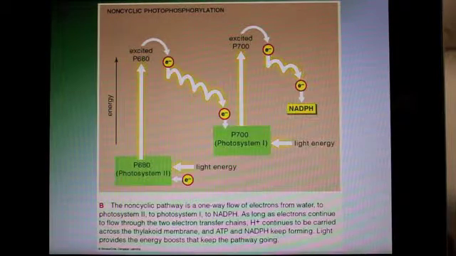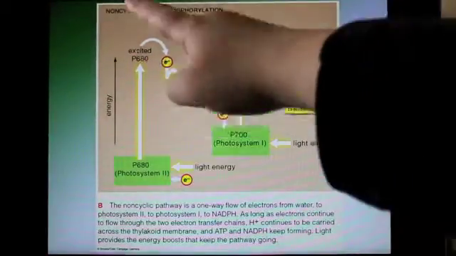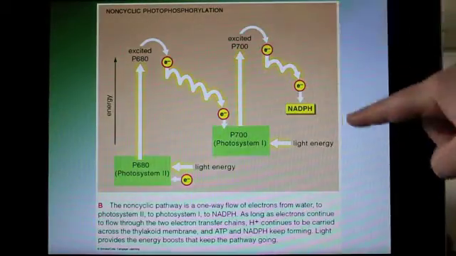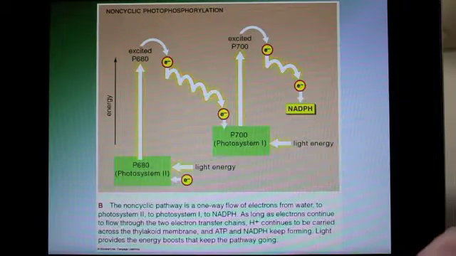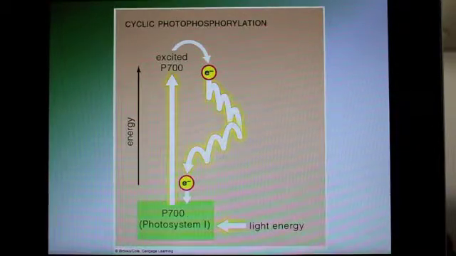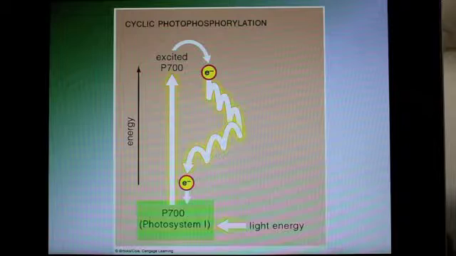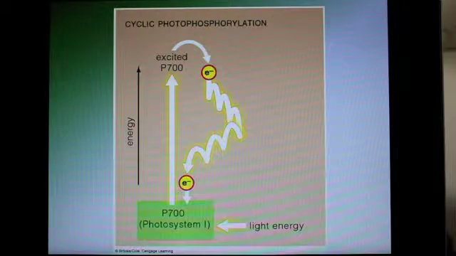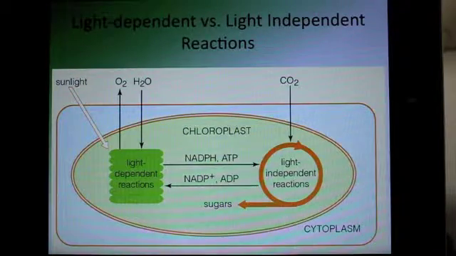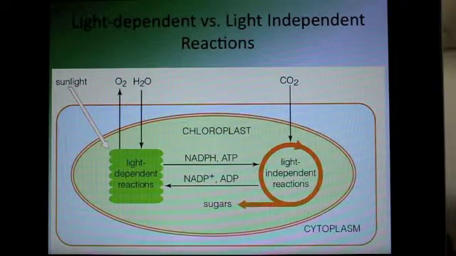So here is a picture of regular non-cyclic photophosphorylation, what I showed you before, where photosystem 2 gets electrons from water, they get excited, electron transport chain, excited again, electron transport chain, NADPH. Cyclic photophosphorylation, it just keeps going back and forth to photosystem 1. Now we're still creating a hydrogen ion gradient, so we're still making ATP, but we're not making any of the NADPH we need for the sugars. Now that we've covered the light-dependent reactions, we are on to the light-independent reactions.